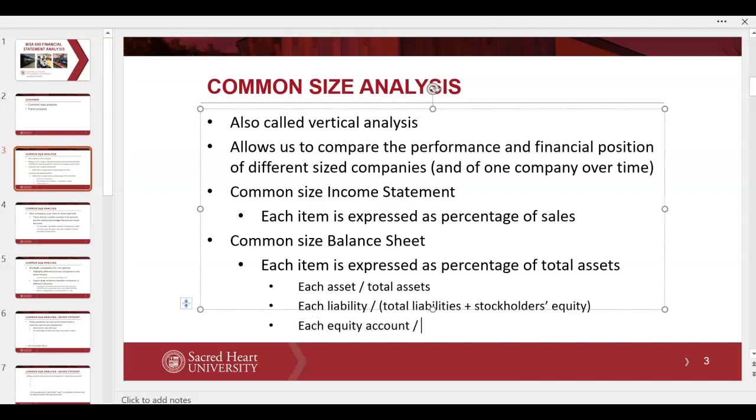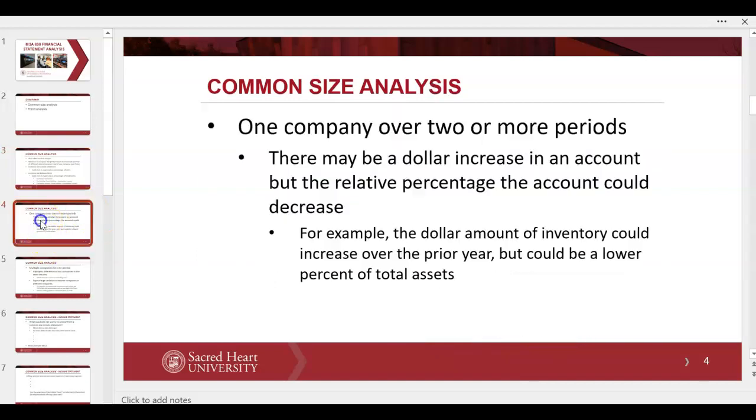We can calculate that easily as a percentage of total assets, but really what we're thinking about is how much each equity account is as a percentage of total financing. Our common size analysis can be done of one company over 2 or more periods. And so one common size income statement or balance sheet alone is really not terribly informative. We really want to see it in comparison to another period or another company.